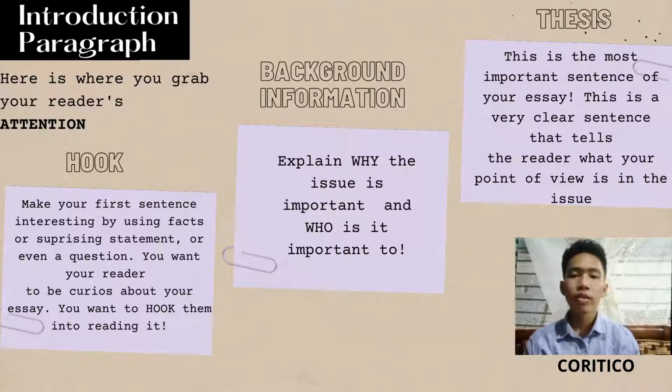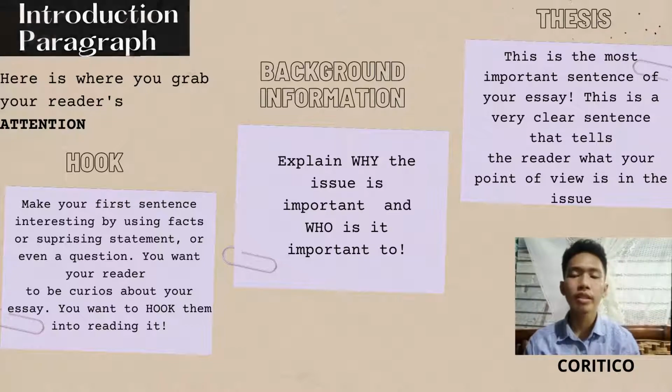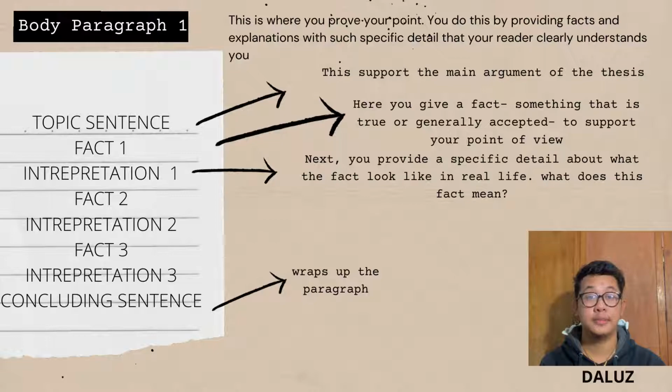And last, you have your thesis. The thesis is the most important sentence of your essay. This states your point of view and gives your opinion. This is a very clear sentence that tells the reader exactly how you feel about the issue. That's why sometimes the argumentative essay is called the opinion essay, where we give our opinion about an issue. Readers need to know your clear and definitive stance on the issue, and that comes from your strong, clear thesis.